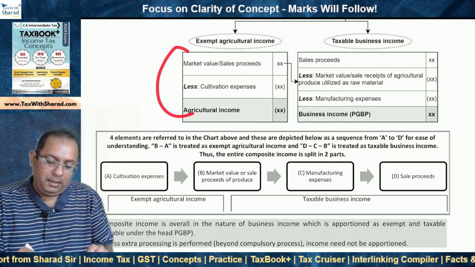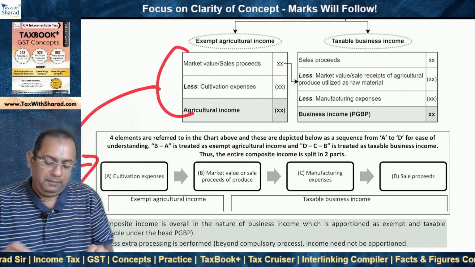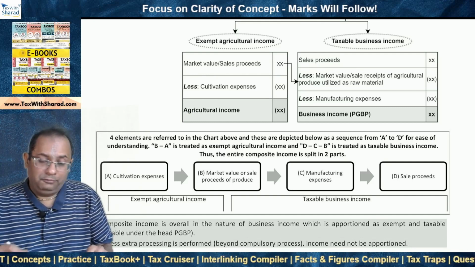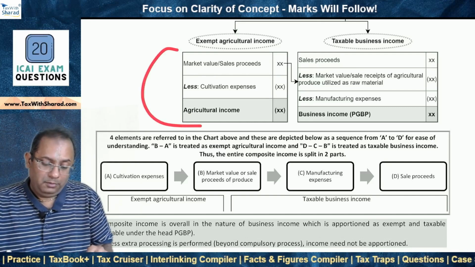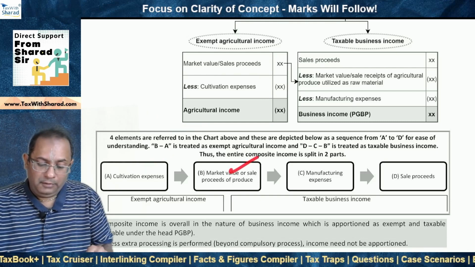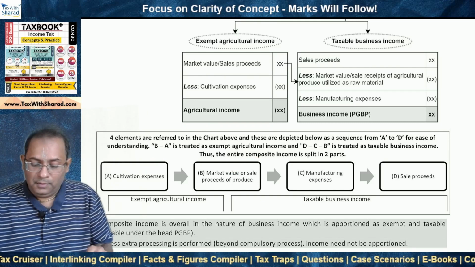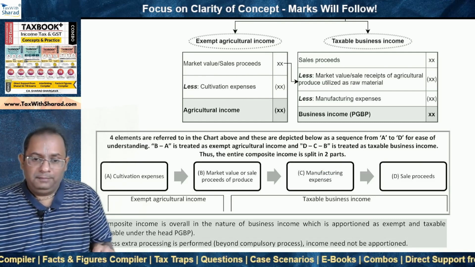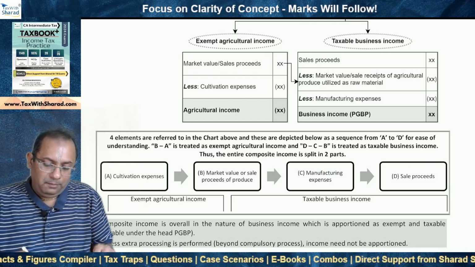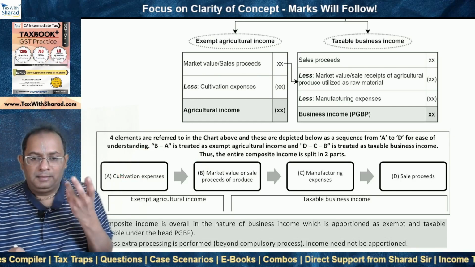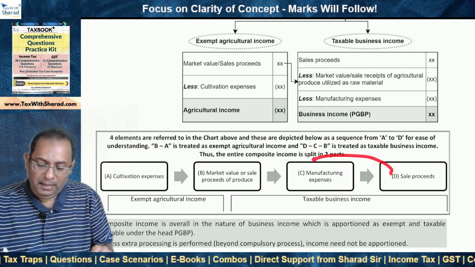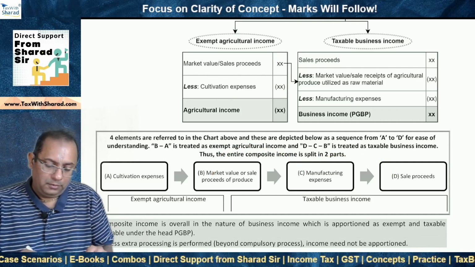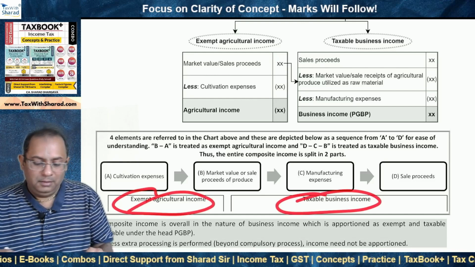Now the same formula can simply be presented in the form of these 4 boxes reflecting the 4 elements that are covered in this formula: cultivation expenses, market value or sale proceeds of the produce, manufacturing expenses, and sale proceeds. Okay, A, B, C, D. So as we saw, B minus A is the exempt agricultural income, and D minus C minus B is the taxable business income. Okay, so this is how you look at exempt agricultural income and taxable business income.